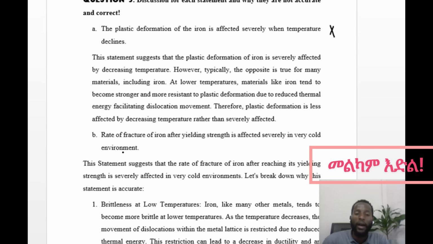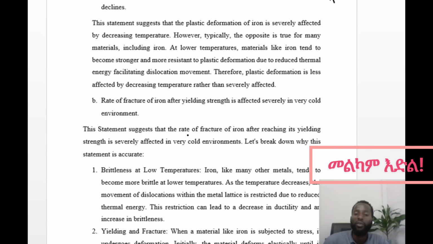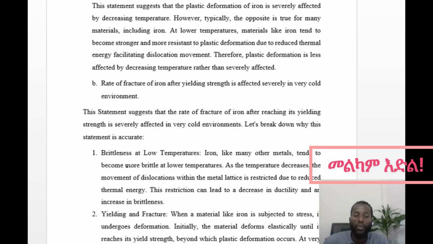The other is: rate of fracture of iron after yielding stress is affected severely in a very cold environment. This statement suggests that the rate of fracture of iron after reaching its yielding stress is severely affected in a very cold environment. Let me break it down. First, brittleness at low temperature: iron, like many other metals, tends to become more brittle at low temperature. As temperature decreases, the movement of dislocations within the metal lattice is restricted due to reduced thermal energy, and this restriction can lead to a decrease in ductility and an increase in brittleness.